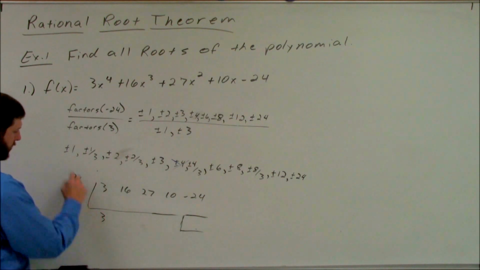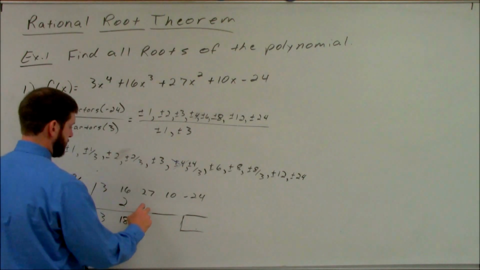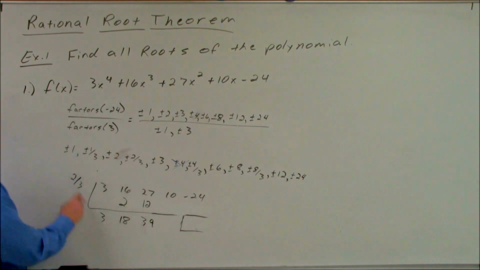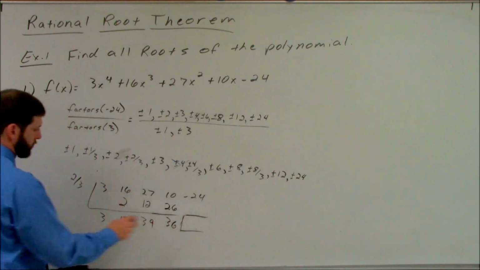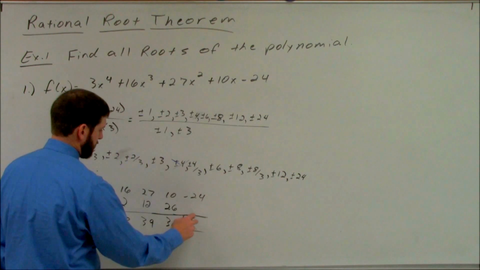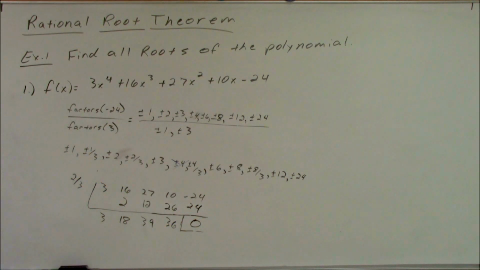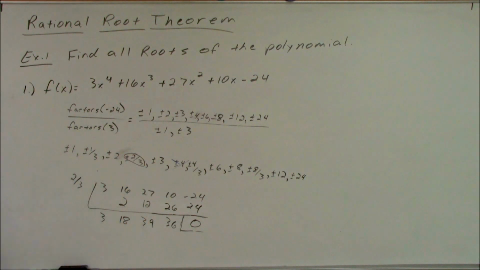Bring down the 3, multiply, you get 2, that's 18. 2/3 of 18 is 12. 27 and 12 is 39. 2/3 of 39 is going to be 26. 26 and 10 is 36. 2/3 of 36 is 24, which gives us our remainder of 0. So I have the benefit of knowing what the answer is supposed to be, but you just go through and keep testing. We see that 2/3 was one of our solutions. It was one of our roots. So we've got x equals 2/3. There's the first one.